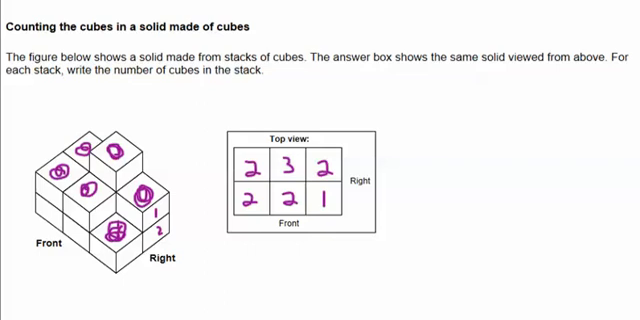Again, my tip to you is, whichever sides they label front and right, start with the stack where those 2 come together. Find that in your answer boxes and put your number of blocks there and start from that anchor point. I hope this helps you with your skill.